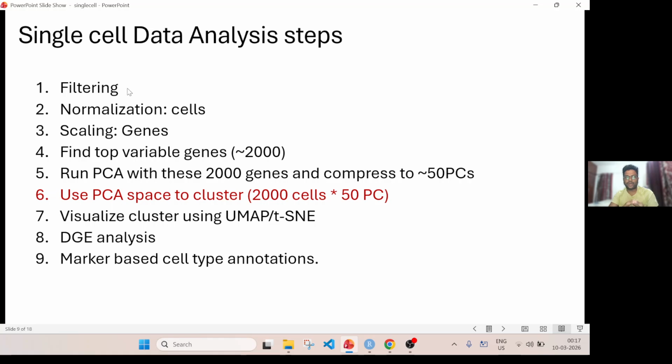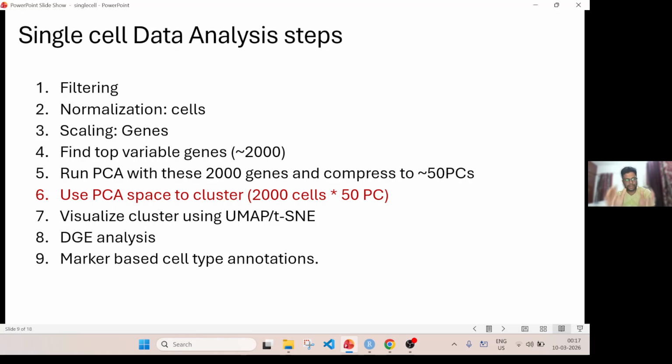That means you take the raw data, you do the filtering, then normalization, scaling, find the most variable genes, and then you do the PCA analysis. PCA helps us get the signal and remove the noise and compress the data from, let's say, a total of 2000 genes to 50 metagenes. In the last video we talked about PCA and how it helped remove the noise and get the signal to obtain the 50 metagenes, using which we can do the downstream analysis.